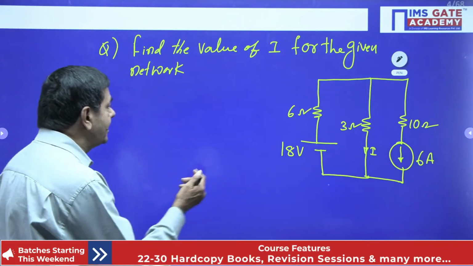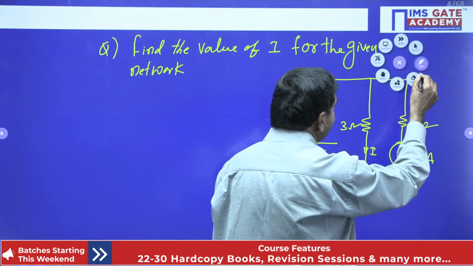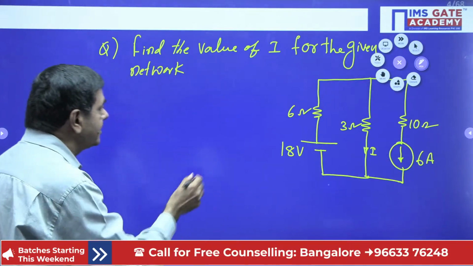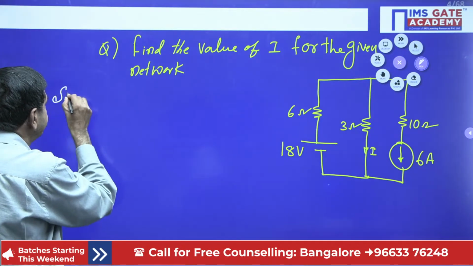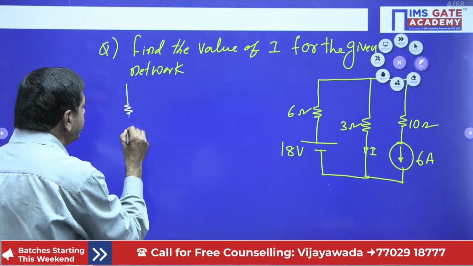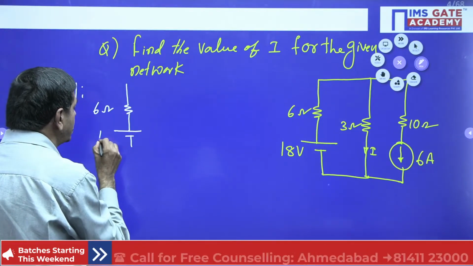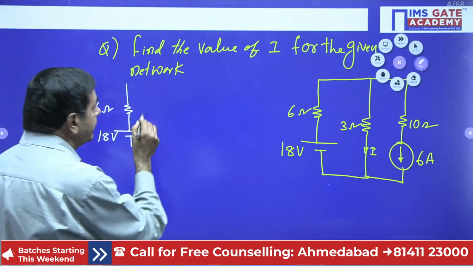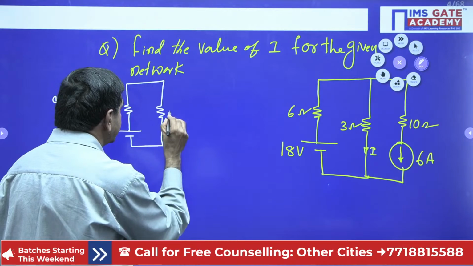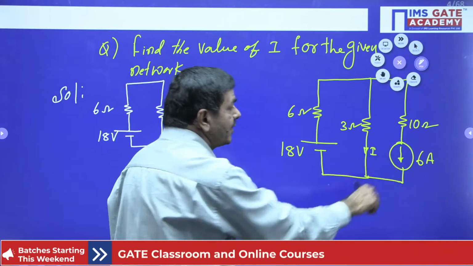Initially, what I did, I selected the 18 volts source. One source I will consider at first, the voltage source. I will draw the network this way. The 6 ohm resistor is connected with the 18 volts battery, and here it is connected with the 3 ohm resistance. And here the second one is the current source.